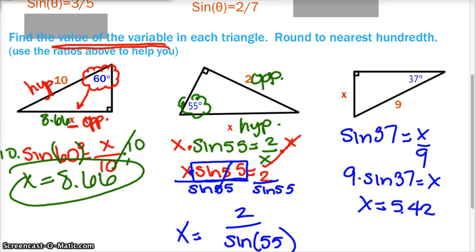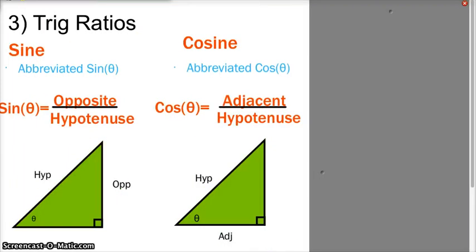All right, so I got x equals 5.42 by placing the opposite over the hypotenuse and solving. Here I was able to just multiply 9 by both sides and type it in my calculator. The next trig ratio, you may have to look back up on your paper to write this down, is cosine, abbreviated COS, of theta. This is the adjacent over the hypotenuse. Adjacent meaning the one that's directly next to. Hypotenuse is still in the same location.